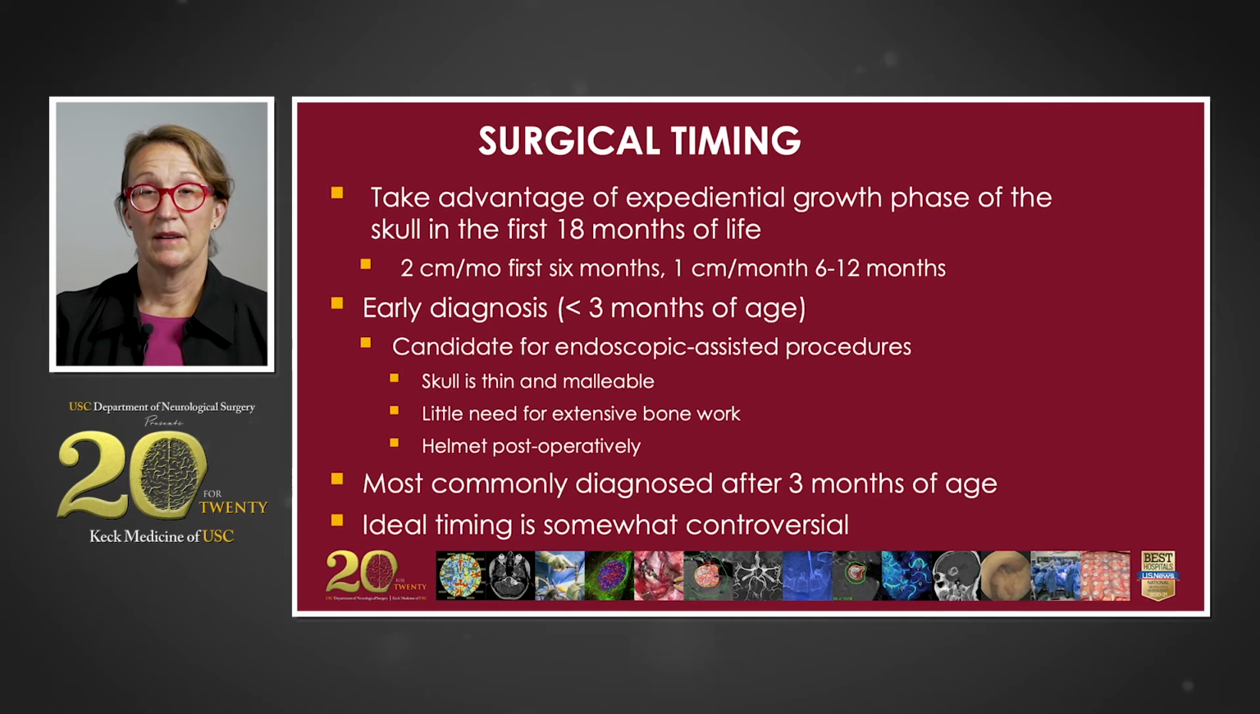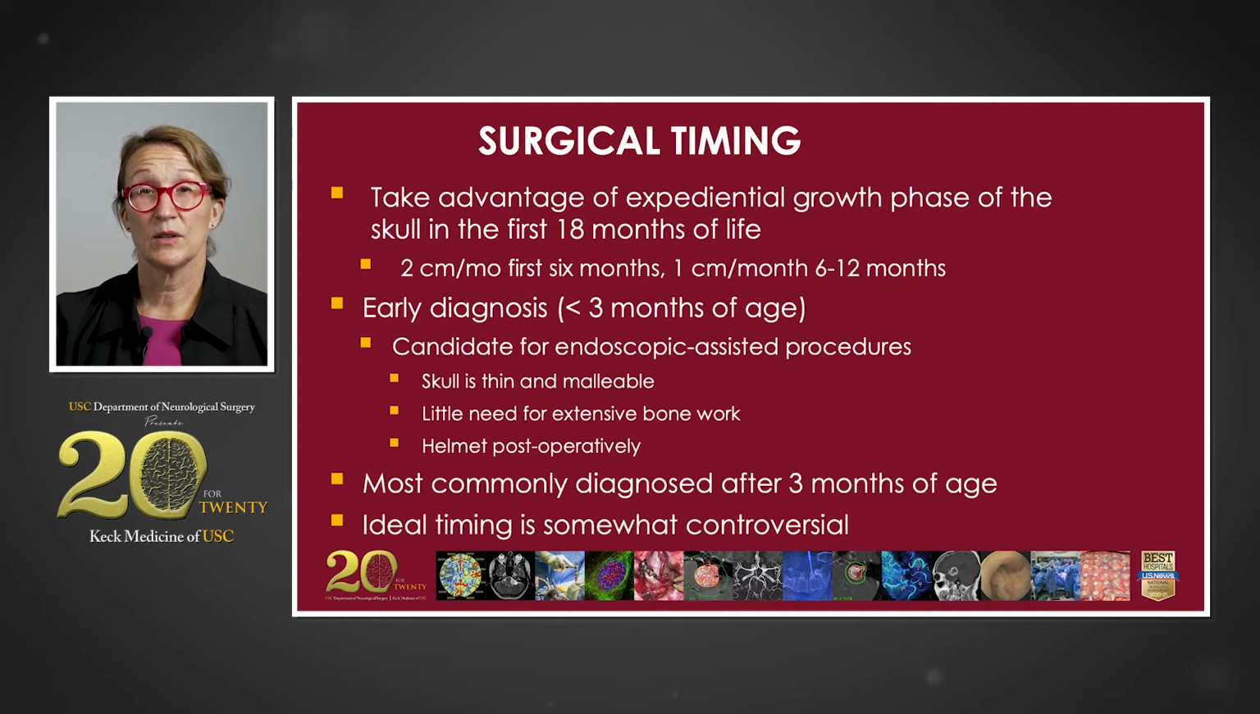Surgical timing for repair of craniosynostosis really depends on when the child is diagnosed. We like to take advantage of the exponential growth phase of the skull, which occurs in the first 18 months of life. Normally, a child's head grows approximately 2 centimeters per month for the first 6 months of life and 1 centimeter a month for 6 to 12 months of life.